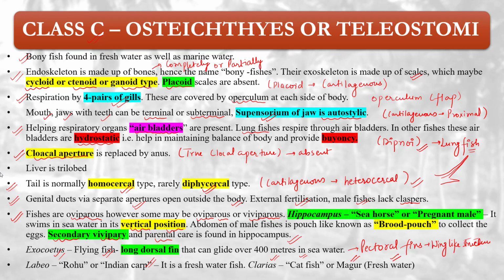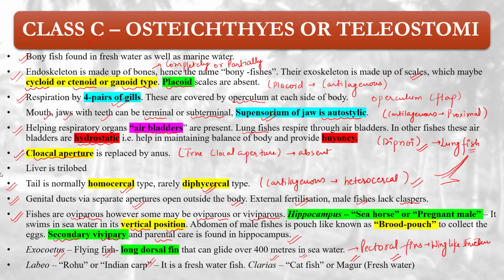Genital ducts open through separate apertures outside the body. External fertilization is present. In male fishes, the pelvic fins don't have any internal sharp edges modified to form claspers, so claspers are absent. Bony fishes are mostly oviparous, or they may be viviparous. Hippocampus, the seahorse, is considered a pregnant male. Why? Because it has a brood pouch, which shows parental care.